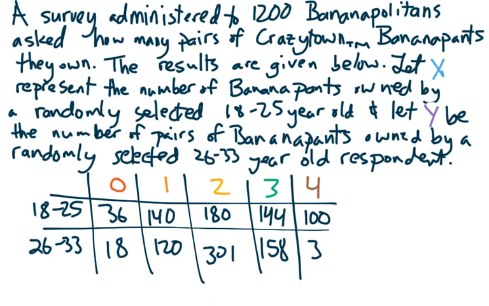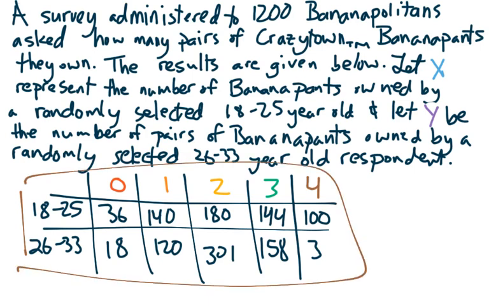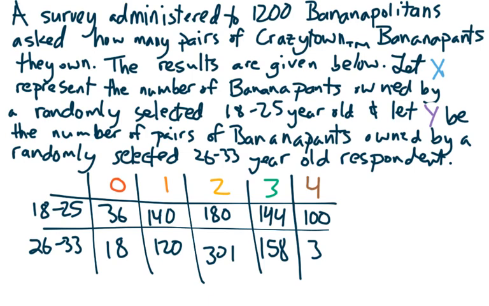A survey administered to 1,200 residents of Bananaopolis are asked how many pairs of Crazy Town brand banana pants they own. The results are given below in the table. Here we go. Let X represent the number of banana pants owned by a randomly selected 18 to 25-year-old, and let Y be the number of pairs of banana pants owned by a randomly selected 26 to 33-year-old respondent. Let's make a discrete probability distribution. So if we take somebody from this row, we've got a chance that a person belongs in this category, this category, this category, this category, or this one.